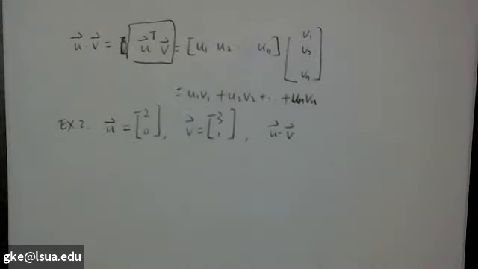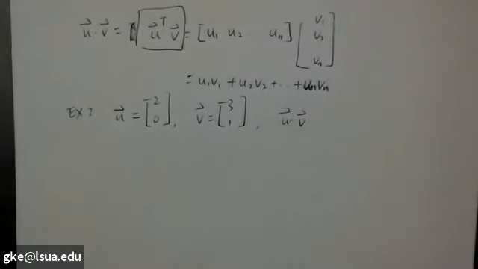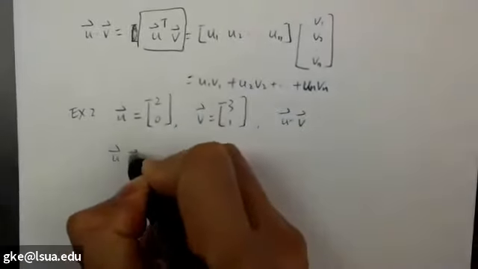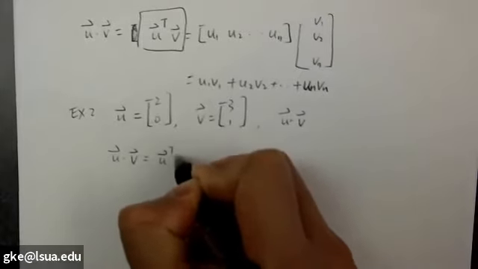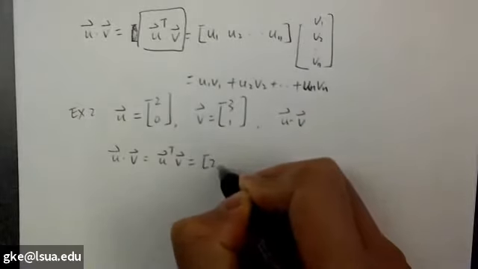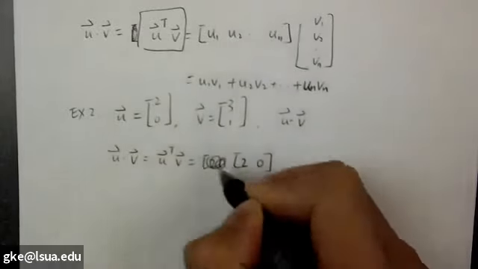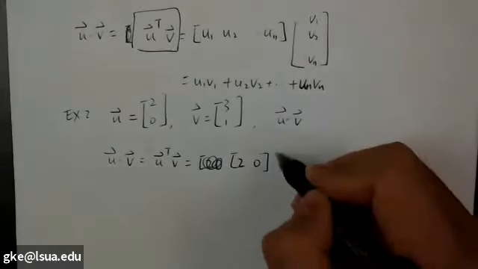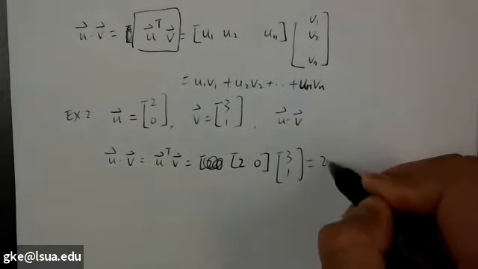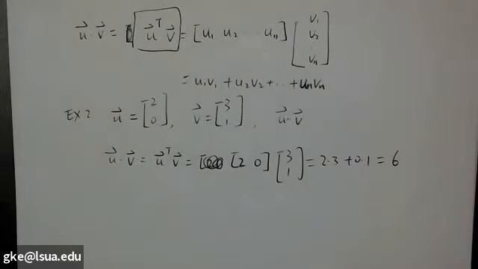Okay, let me write down the answer for you guys. For this one, the inner product, we have u dot v equals u transpose v. That's (2, 0) times (3, 1). So 2 times 3 plus 0 times 1 equals 6. Okay, that's it.